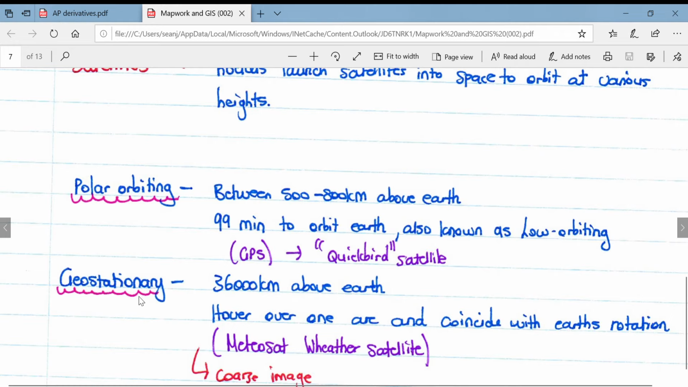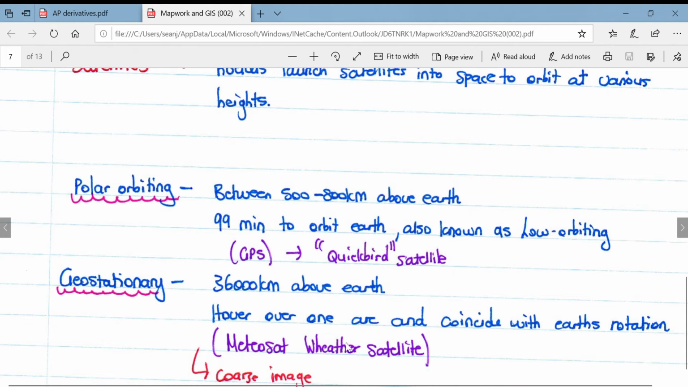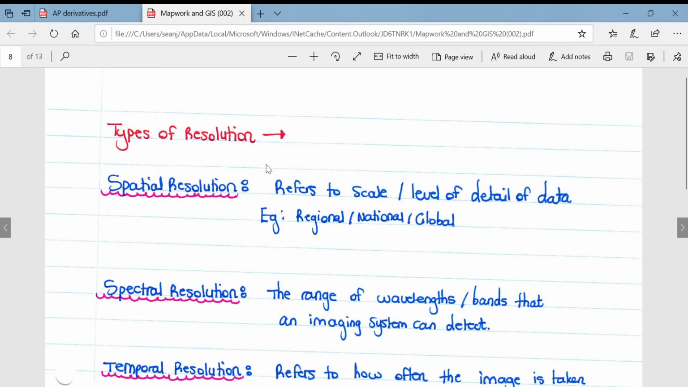Then we look at geostationary satellites. These are 36,000 kilometers above the surface of the Earth. They hover over one object and coincide with Earth's rotation. An example of a geostationary satellite image would be the Meteosat weather satellite. So a weather satellite image that you see of a whole continent at a time or whatever, and it's often a very coarse image.